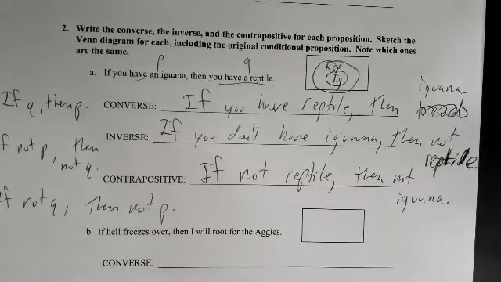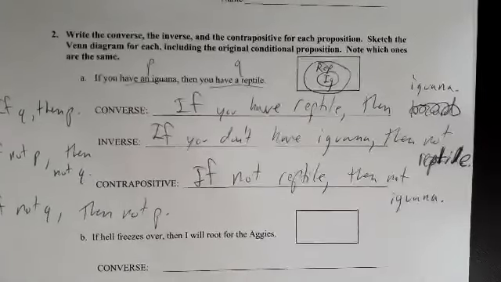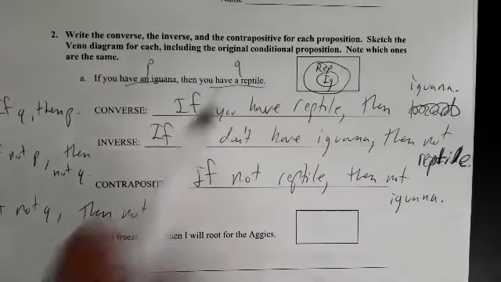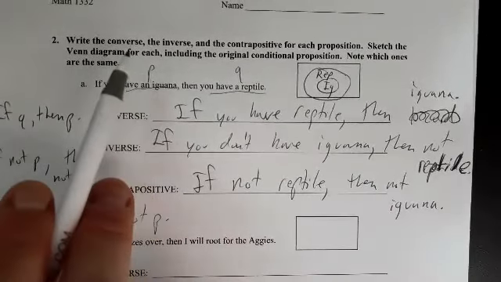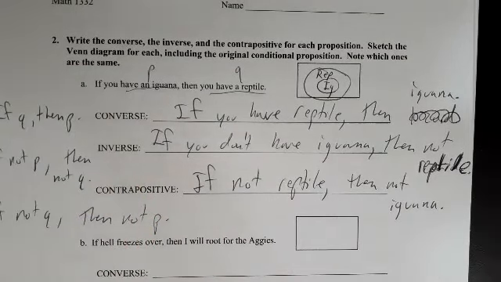Okay, can I ask a question? Uh-huh. The converse is similar to the statement, but it's broken down because we're going Q then P, right? Yeah, we're going if Q then P. And so all I said was if iguana, then you have a reptile. Is that true? If it's an iguana, then it's a reptile. This one is true, right? The original statement.